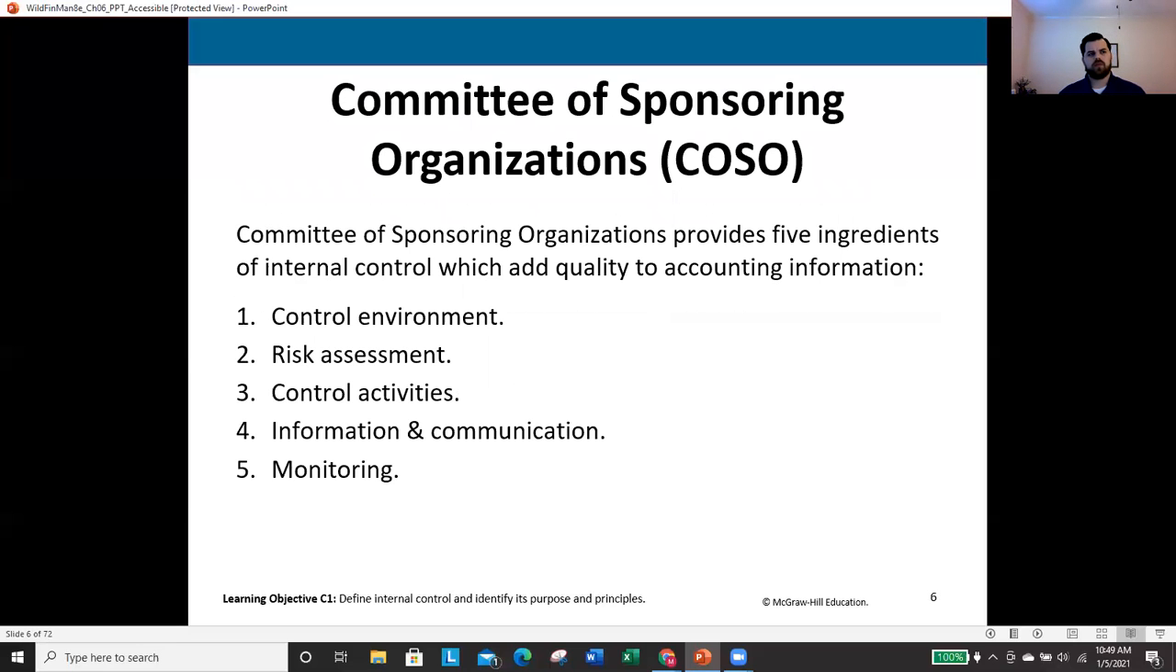So you say, well, this all sounds great. How do I know what's going on? How do I know if my organization is set up in a good way? So where most companies look is to COSO.